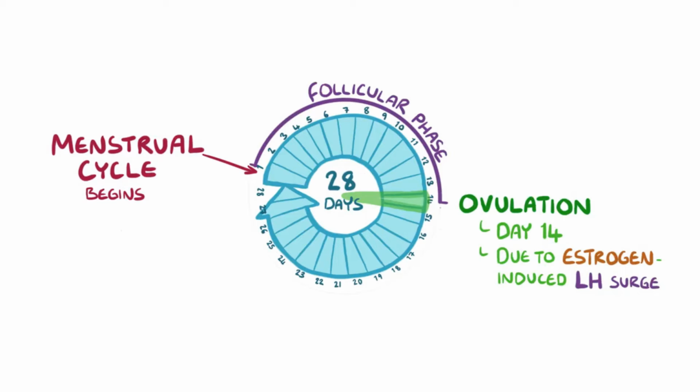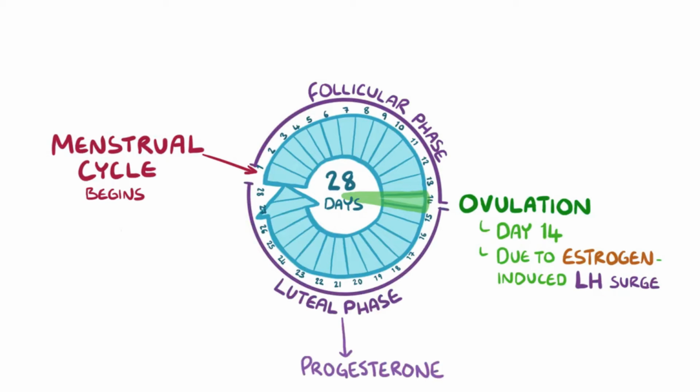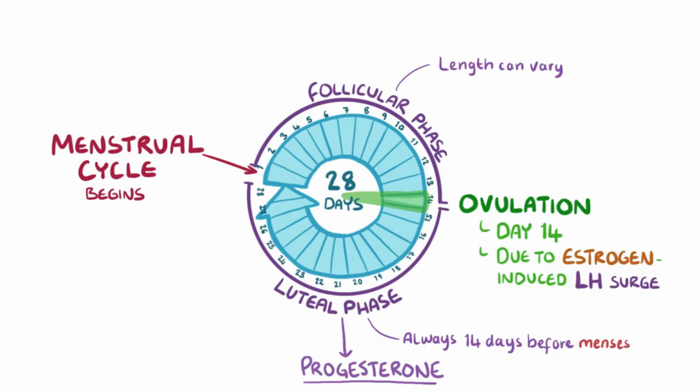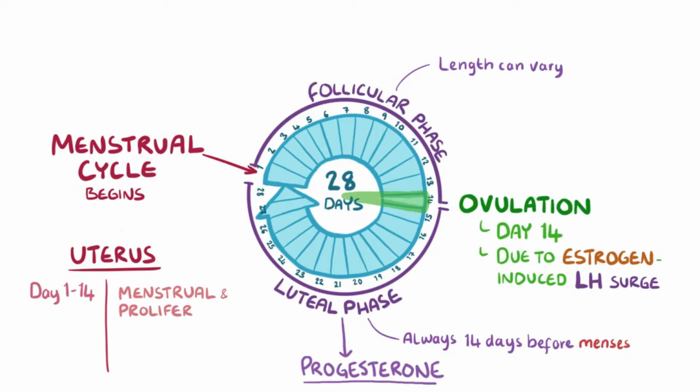The last 14 days of the cycle are the luteal phase, during which progesterone becomes the dominant hormone. While the length of the follicular phase can vary, the luteal phase almost always precedes the onset of menses by 14 days. The uterus also goes through its own set of changes. During the first 14 days of the cycle, the endometrium goes through the menstrual phase and the proliferative phase, and during the last 14 days, it goes through the secretory phase.